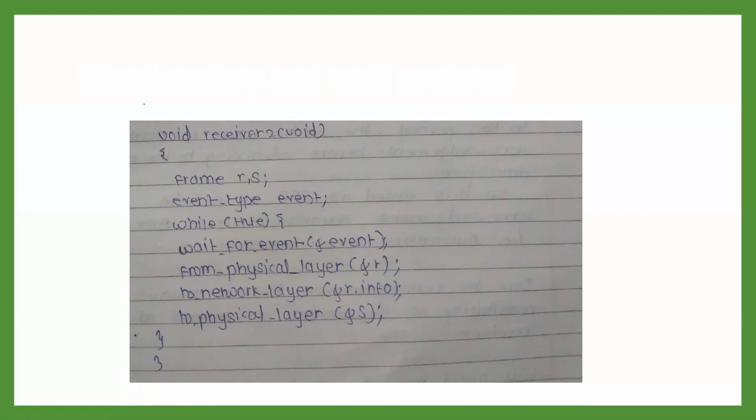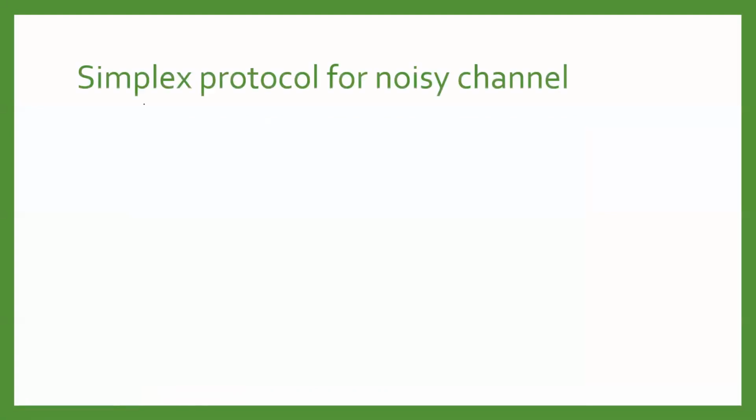Both the protocols are working for a noiseless channel. We are considering that there should not be any noise. So error detection or error correction mechanisms we are not applying, and that is why we are not considering the sequence number also. Okay. So I hope the noiseless channel protocols are clear here.